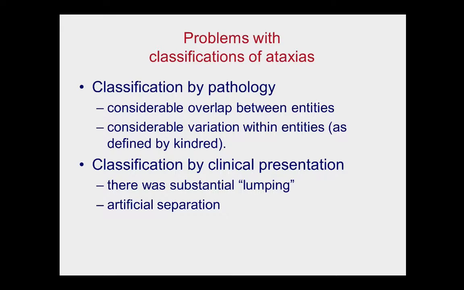One of the historical problems with ataxia was that we tried to classify them by pathology, but there was extensive overlap, so different diseases all kind of looked the same. The other problem was that people who had hereditary ataxias didn't all look the same. There was variation within the same family. If you classified by the pathology, you might not even put them in the same group, which didn't make any sense. Clinically, it was sort of the same thing.